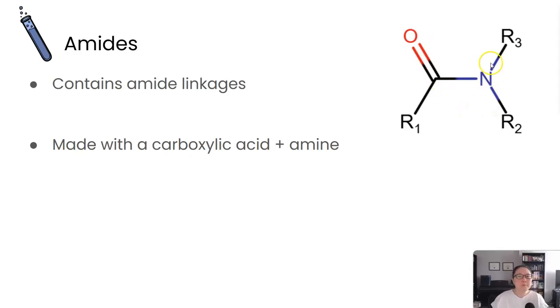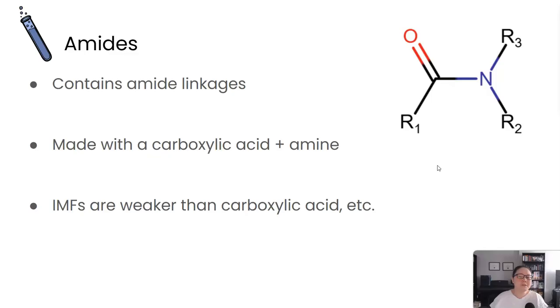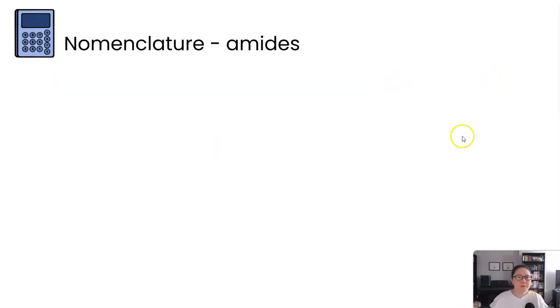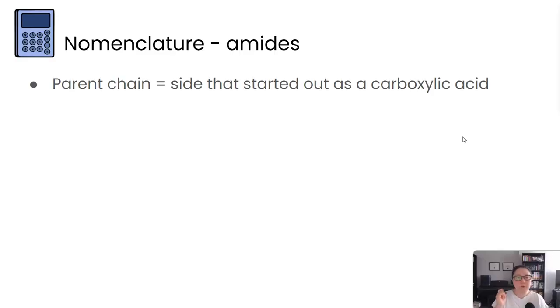So the amine part of an amino acid is going to react with the carboxylic acid side of the amino acid, and then you just have long chains of all of them because your amino acids have both, and so it's just going to continue and continue and continue. Intermolecular forces are going to be weaker than the carboxylic acid, which is nothing new if you remember the stuff about the esters. The naming of amides is going to look fairly similar to the naming of an ester.